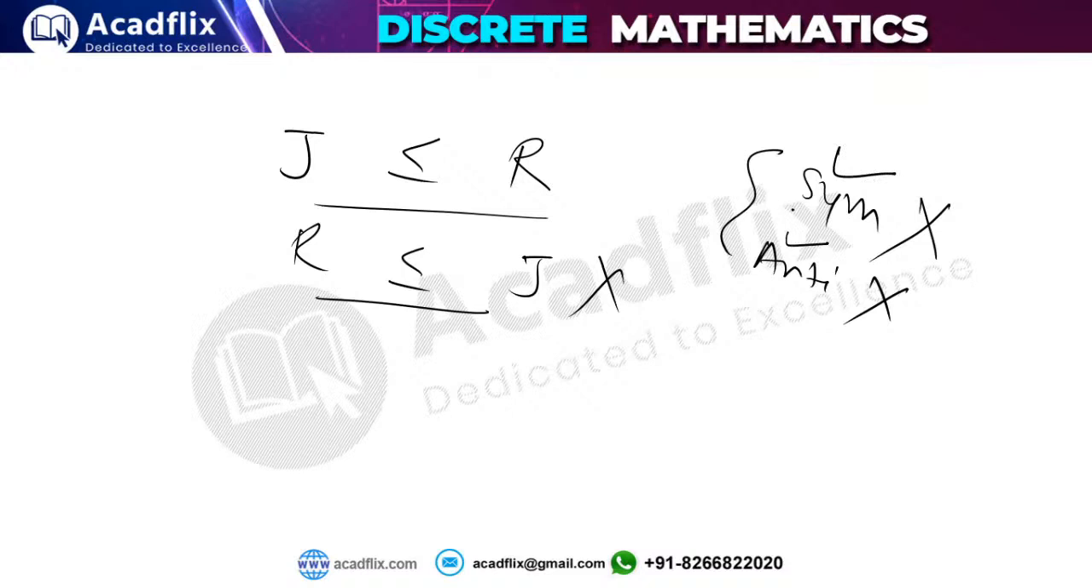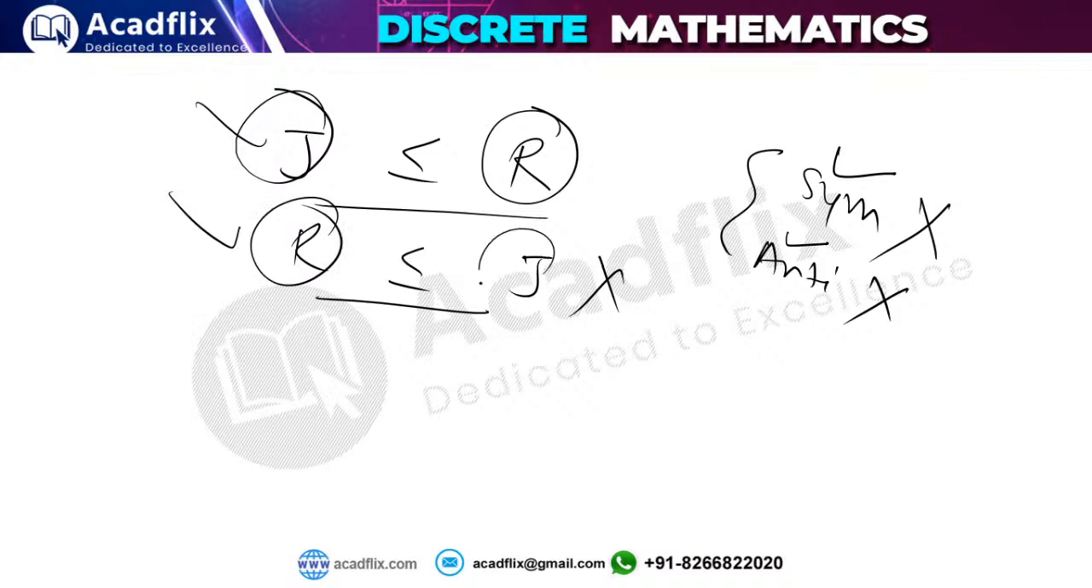Are you getting my point? So is this point clear? Because money status of Jack is less than or equal to money status of Rose, but money status of Rose is not less than or equal to money status of Jack. So this is how you can see. Anyway, let's leave it out.